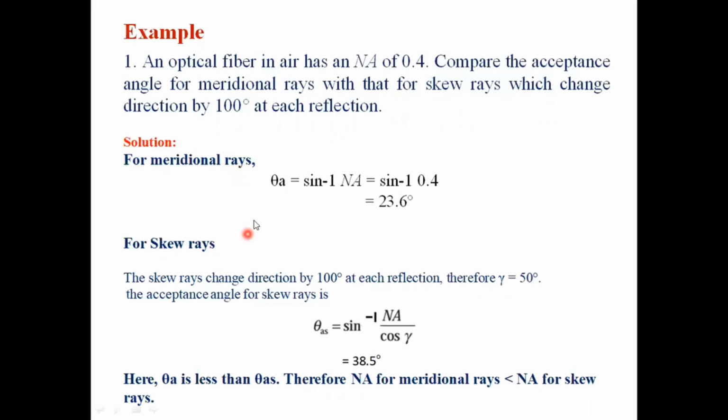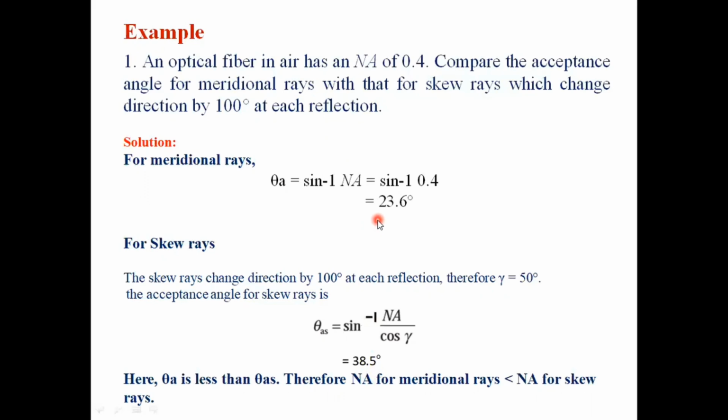The first one, for meridional rays, theta A, the acceptance angle, equals sine inverse of the numerical aperture, that is equal to sine inverse of 0.4, which is equal to 23.6 degrees. This is for meridional rays. Whereas skew rays change direction by 100 degrees at each reflection. Therefore, gamma equals 50 degrees, as we know. The acceptance angle for the skew ray is theta AS equal to sine inverse of numerical aperture divided by cos gamma, which is equal to 38.5 degrees.